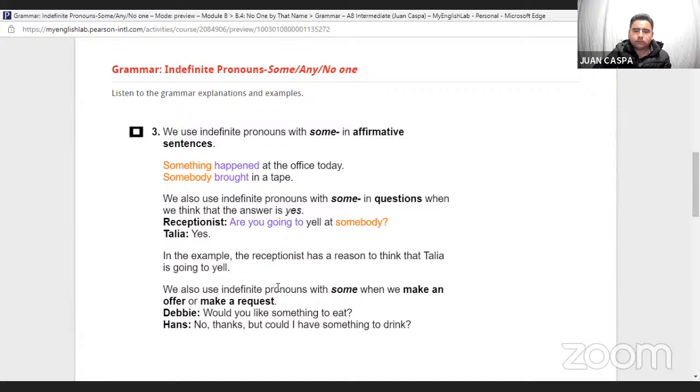We also use indefinite pronouns with some when we make an offer or make a request. Would you like something to eat? No thanks. But could I have something to drink?